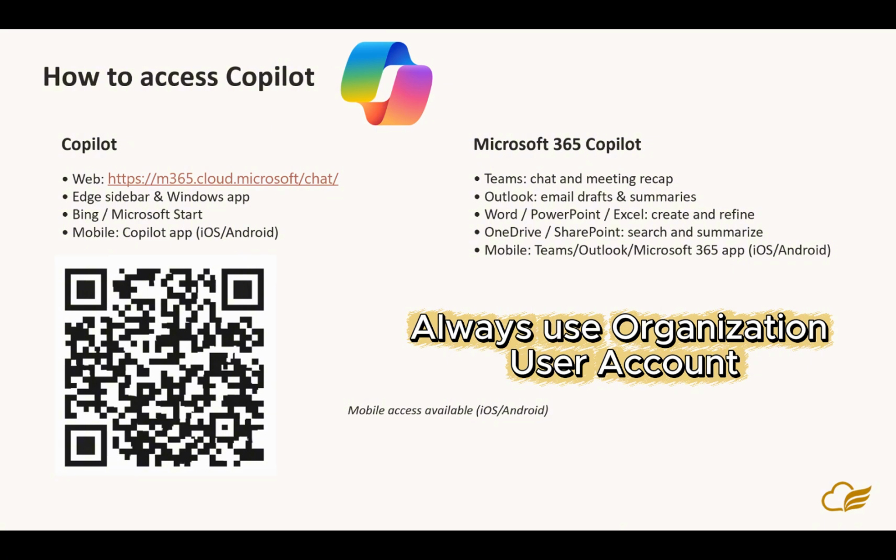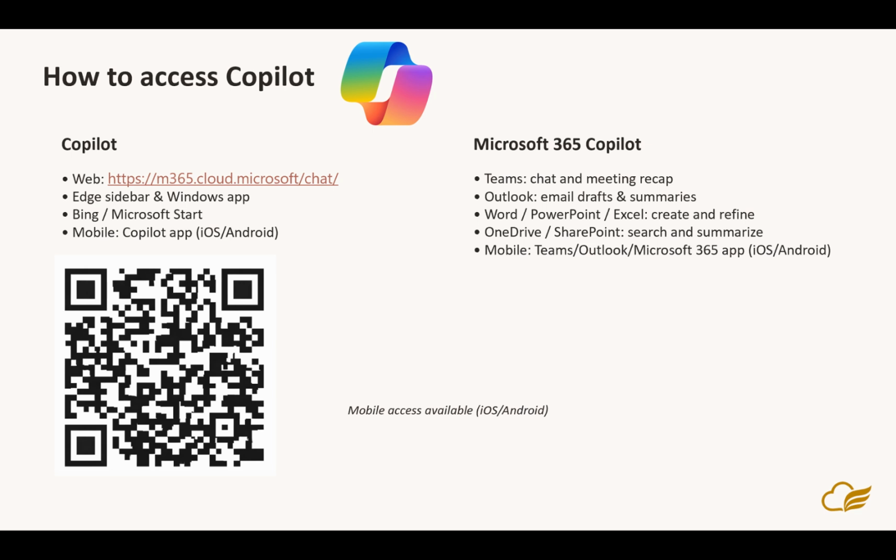When using Copilot, always sign in with your organizational account. This ensures enterprise-grade security, privacy, and compliance. Your prompts and data stay within your organization's Microsoft 365 environment. Your organizational data is not used to train AI models and is not shared outside your tenant. Copilot respects existing permissions, so users only see and access data they are already allowed to use.